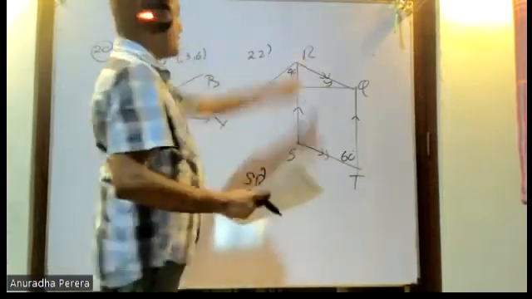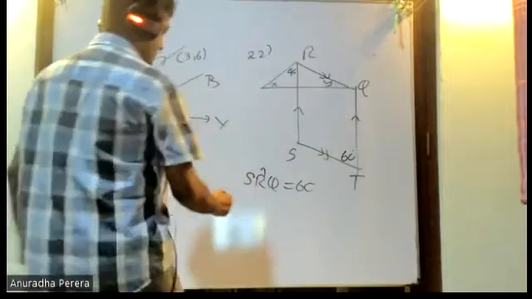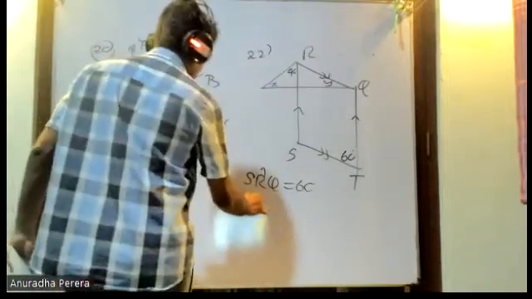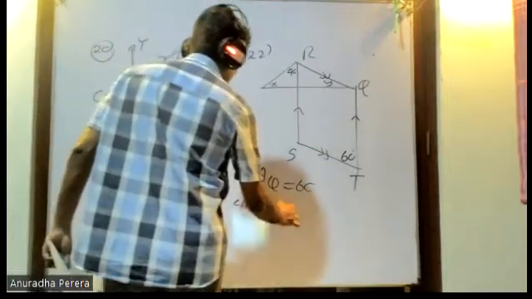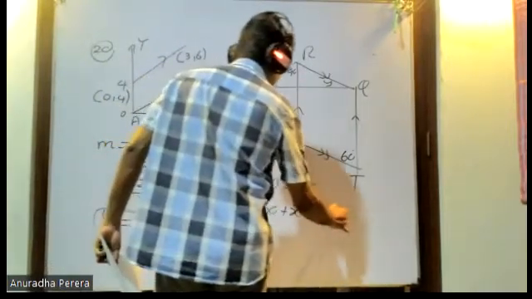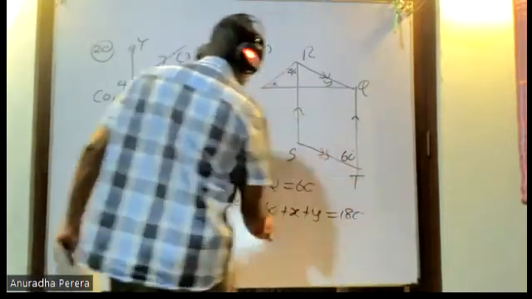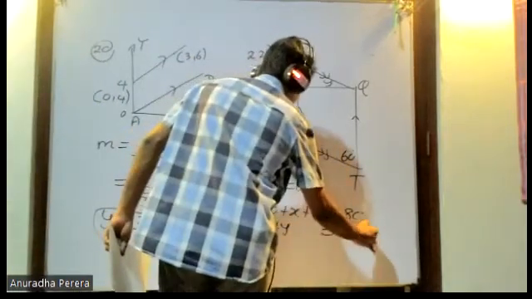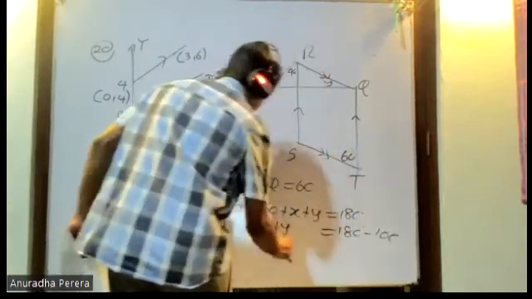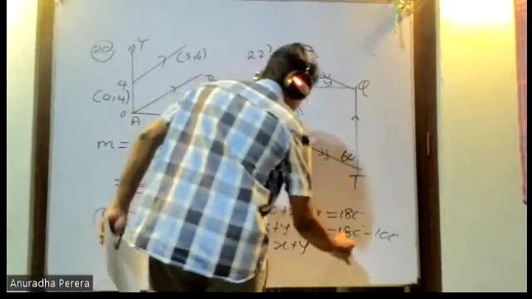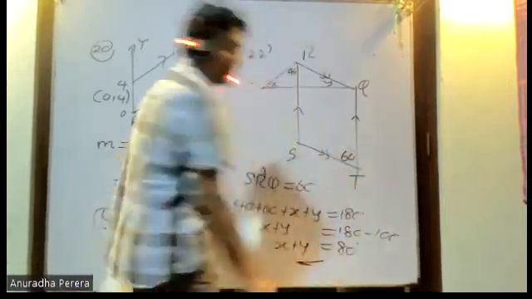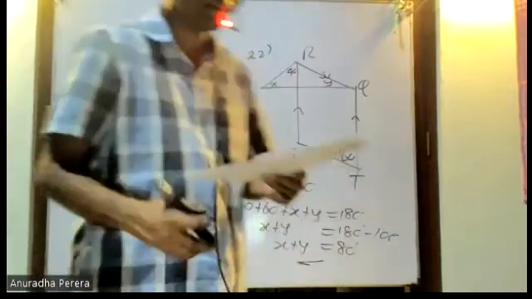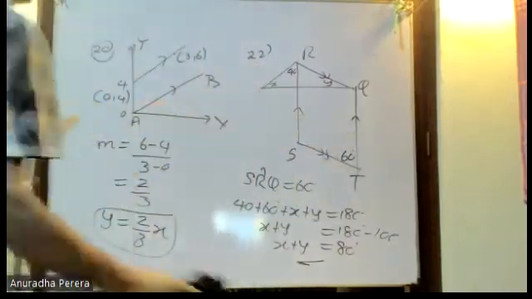Now we can apply the sum of interior angles of a triangle is equal to 180. 40 plus 60 plus x plus y equals 180. Then x plus y equals 180 minus 100. X plus y equals 80 degrees. Yes. Question number 23.